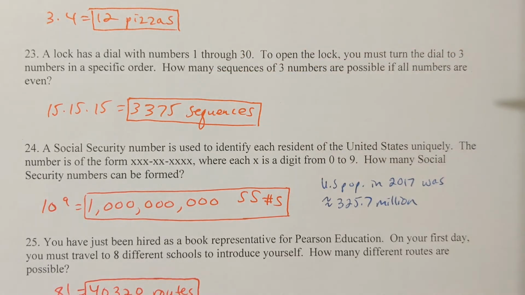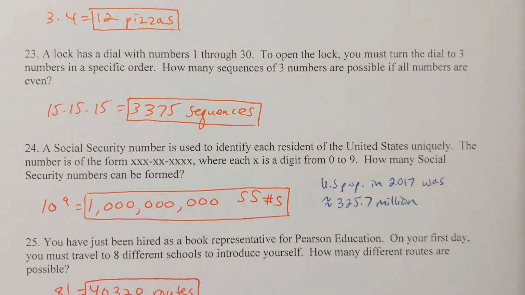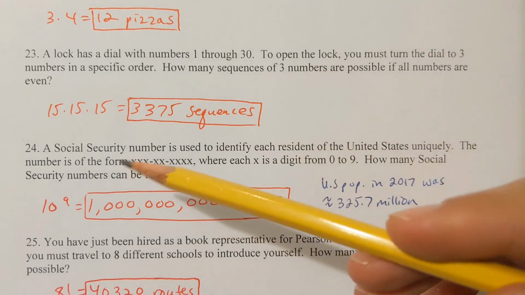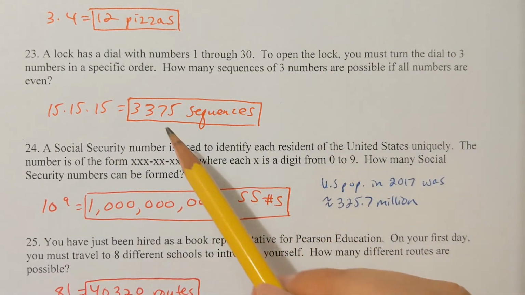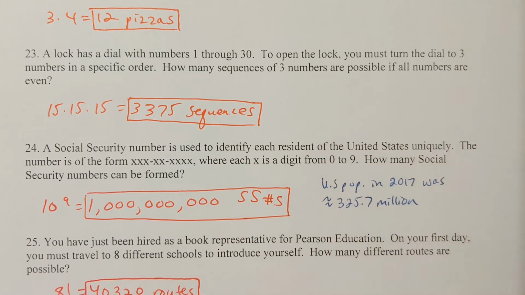Well, there's 15 numbers that are even. So go to one of the 15 numbers. Now, again, it did not say anything about not repeating or anything like that. So all 15 numbers are available for us for the second number. So go to one of them for the second number. All 15 numbers are available for the third number, so go to one of them for the third number. 15 times 15 times 15 should give you 3,375 different sequences or groups of 3 numbers that are possible.